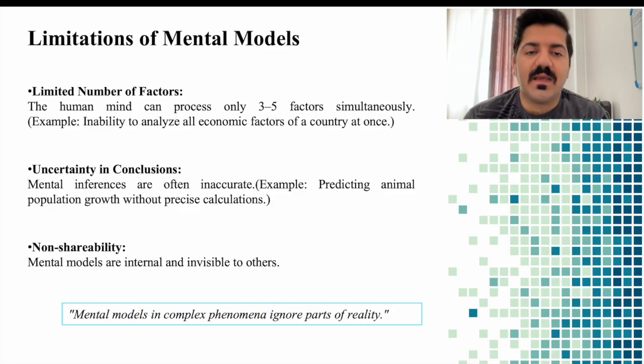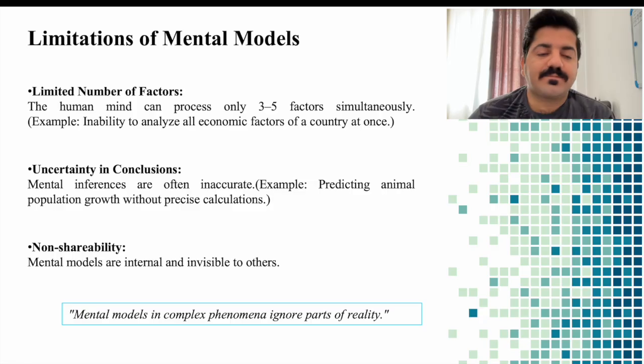So, what's the big idea? Mental models cut corners. They ignore parts of reality to stay simple. Your brain's shortcuts are fast but fuzzy. Mental models are fast but fuzzy. Share them to avoid mistakes.